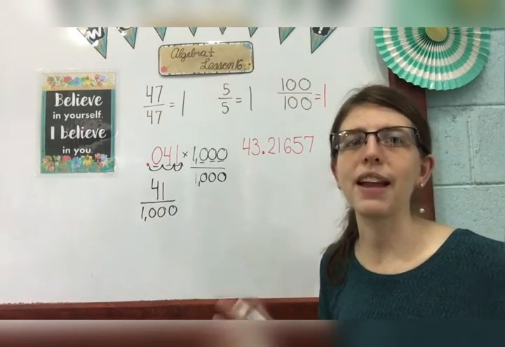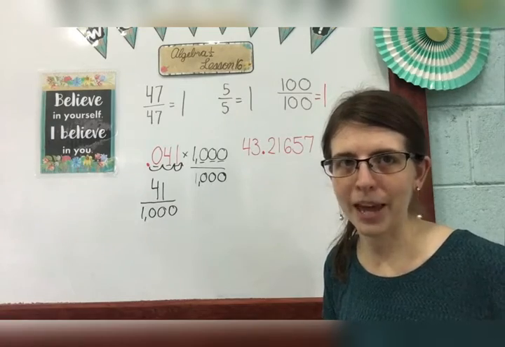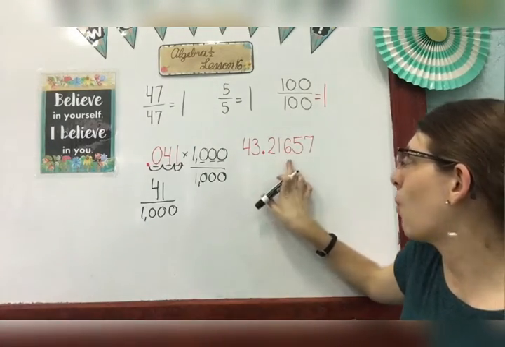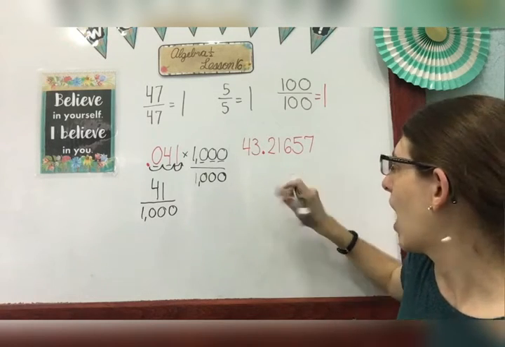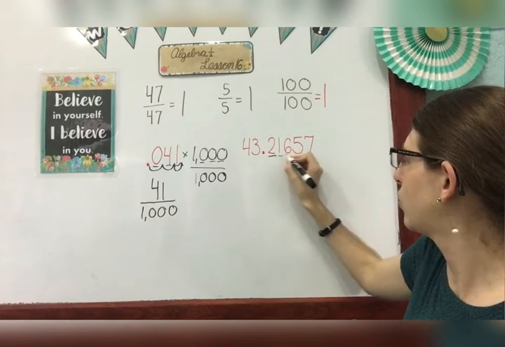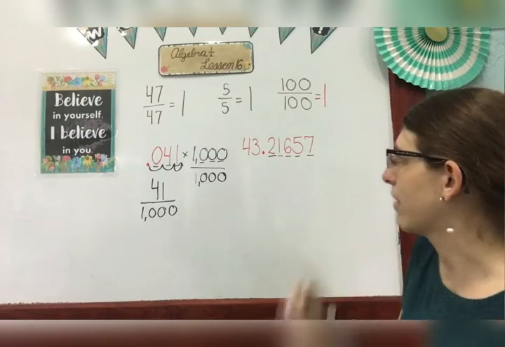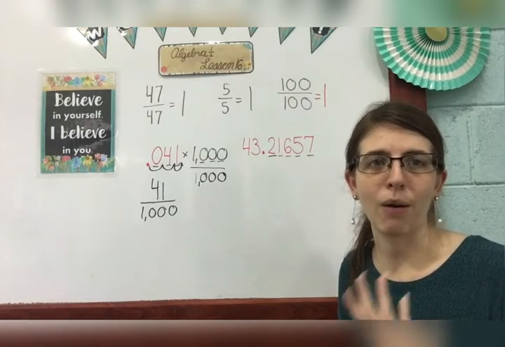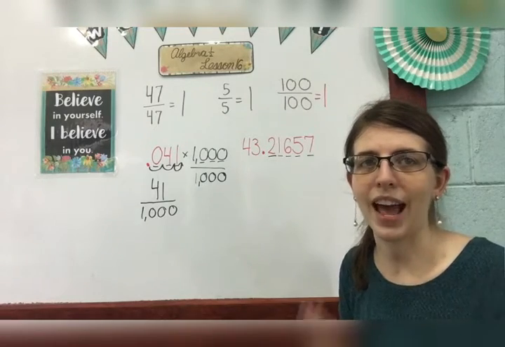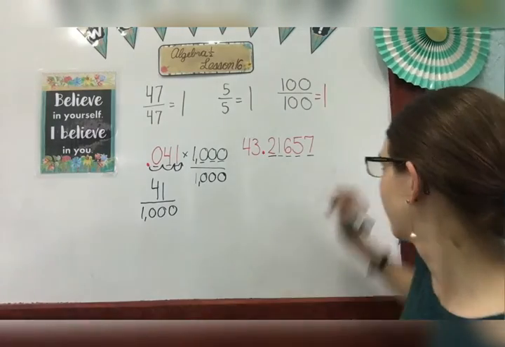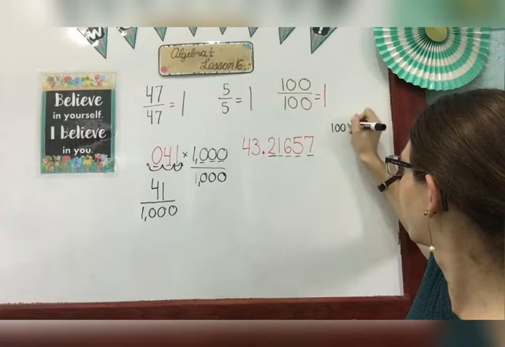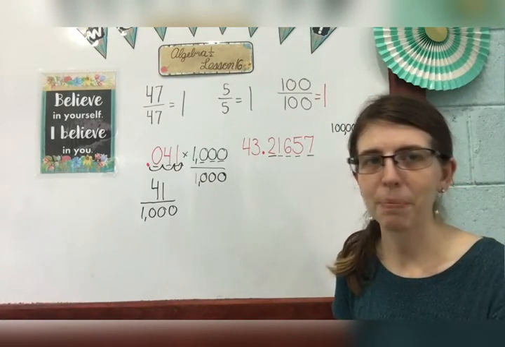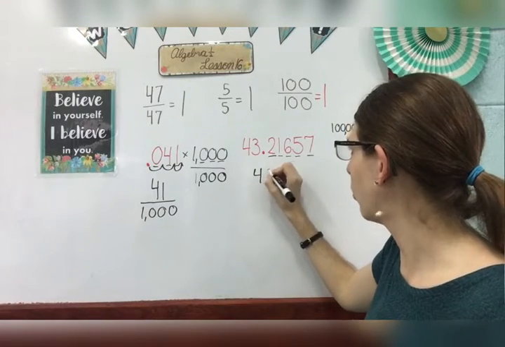Now there's a little bit of a simpler way to do this, okay? Let me show you. I have 43.21657. I'm going to count the places. 1, 2, 3, 4, 5. So that means I need to multiply it by the 5th power of 10, the power of 10 that has 5 zeros behind it. 100,000. Okay? That gives me a whole number.